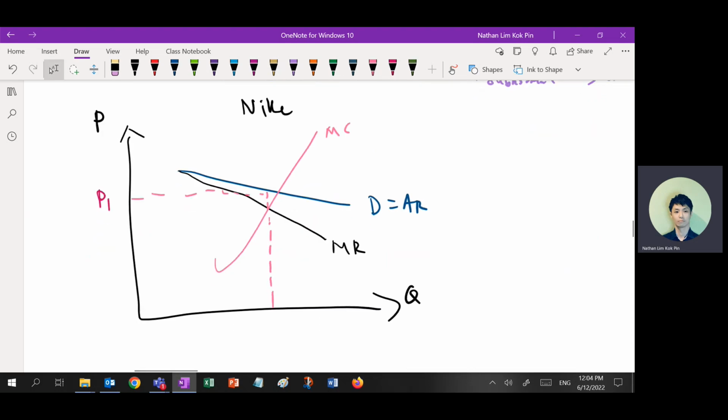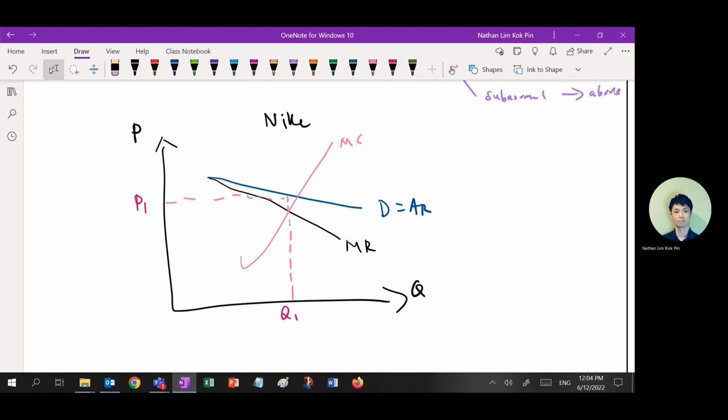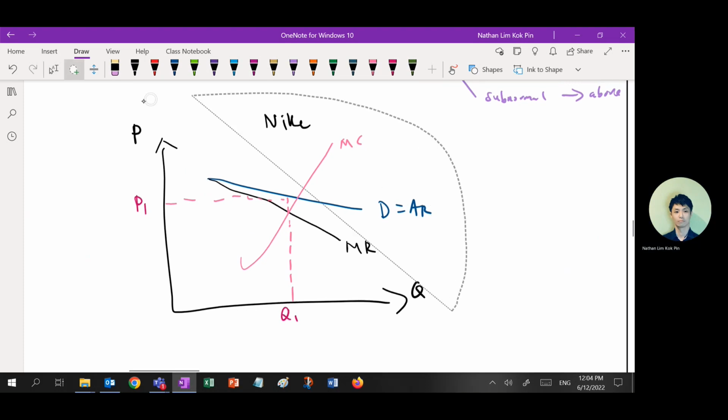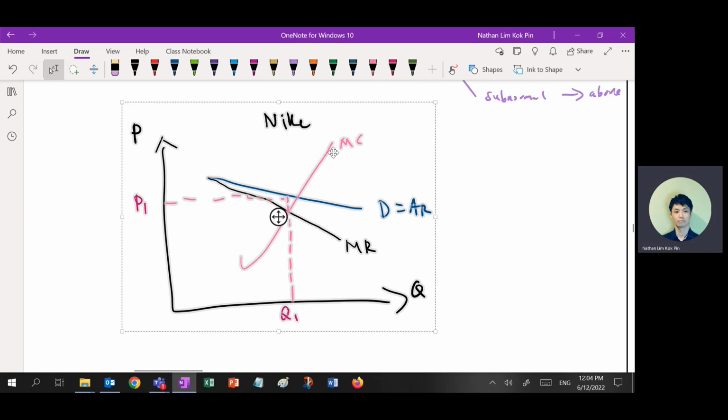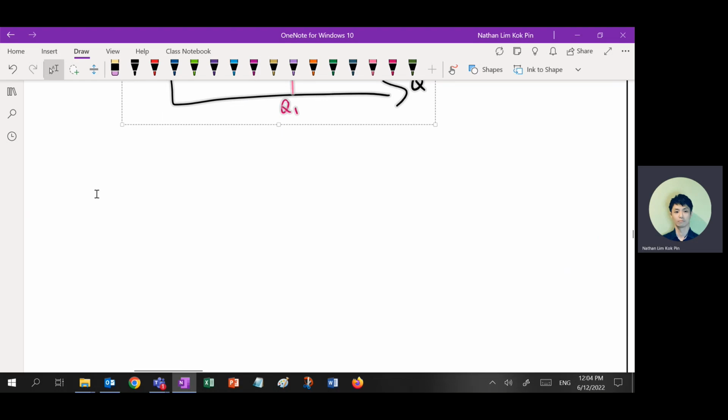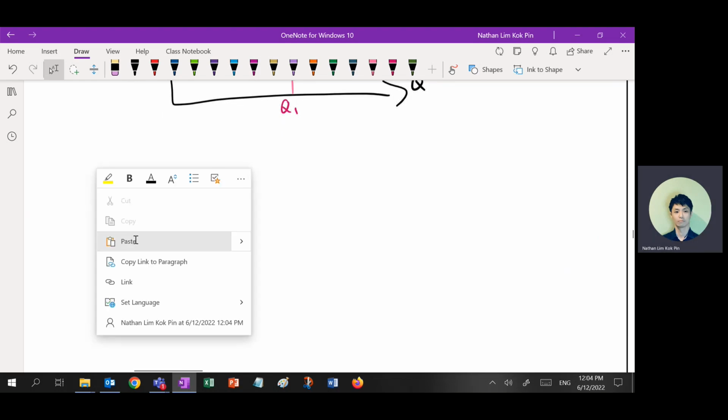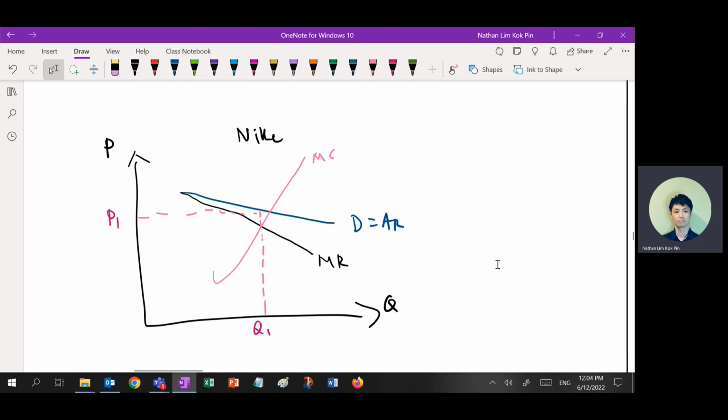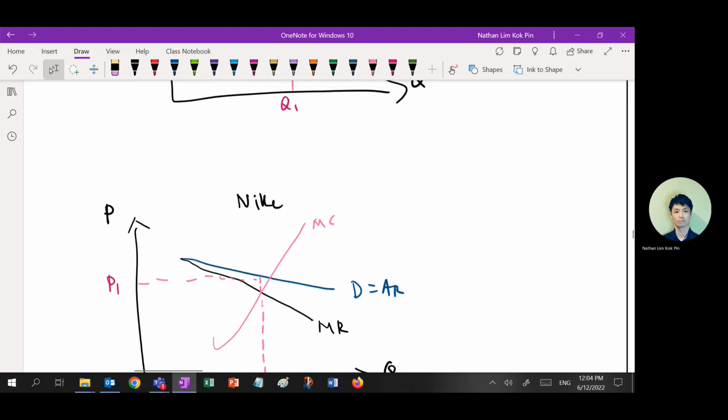P1 is the profit maximizing price. Q1 is known as the profit maximizing level, not quantity. Profit maximizing level. Okay? Then only you start to draw normal profit. This one is just a monopolistic. It cannot determine whether it is supernormal, subnormal, or normal profit. Now we draw normal profit. Okay? Normal profit.